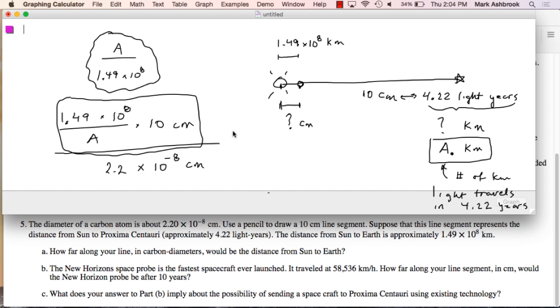So once you find the number of kilometers in 4.22 light years, 1.49 times 10 to the 8th over that, times 10 gives us that in centimeters. Divide by the width of one carbon atom, and we get that length in the number of carbon atom diameters. Does it make sense? Do you follow? Okay, so we'll just stop there on that one. Questions or discussion on that?